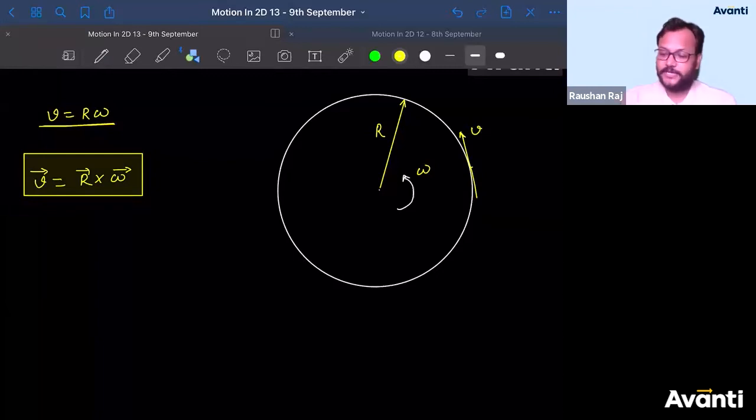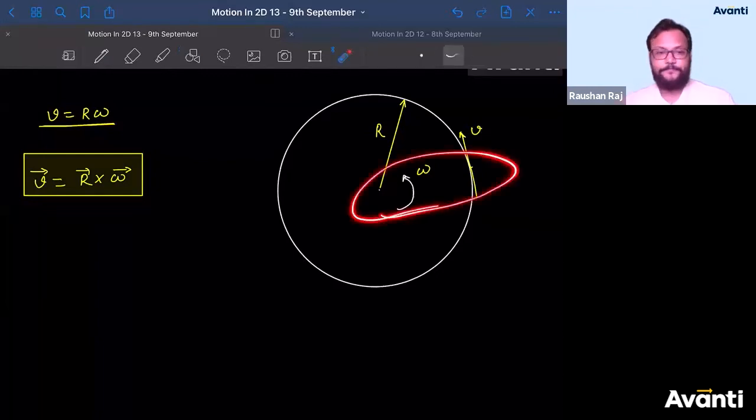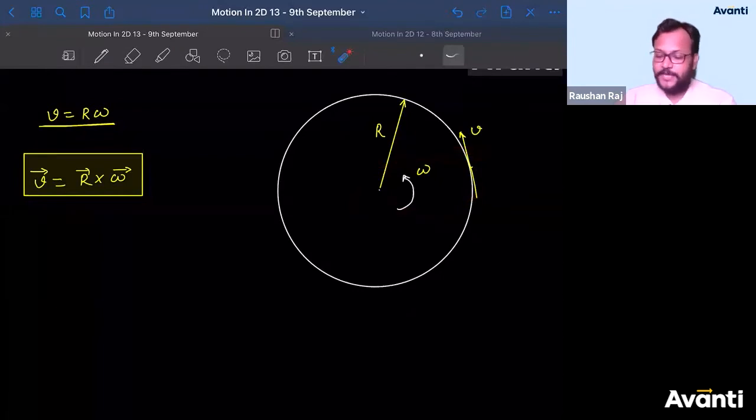How will we find out? Let us verify this condition. Tell me guys, what is the angle between R and omega here? In this case, what is the angle between R and omega here? So what is the R vector? If I'm talking about velocity at this point, R will be this. This will be the vector R for this condition, right?